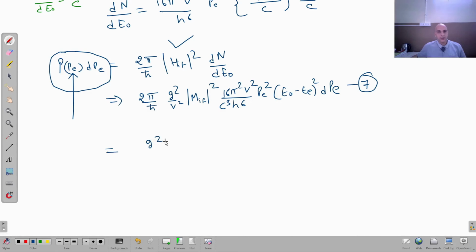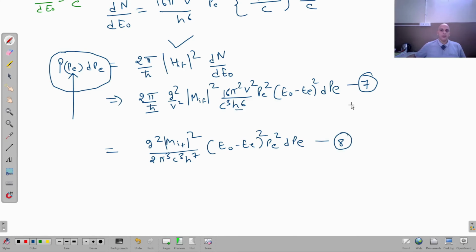Even this expression can be further written in a more modified form in this way: G square M_IF square upon 2 pi cube C cube h cut power 7, into (E naught minus E_e) whole square P electron square dP_e. I took this factor and this factor, then h power 7 now. Equation number 8. Either equation number 7 or equation number 8, these two equations are enough to give us the value of this probability. So this is the expression we were looking at.